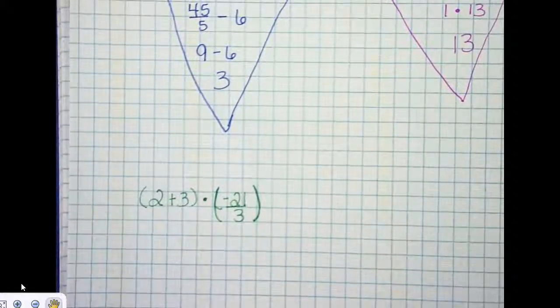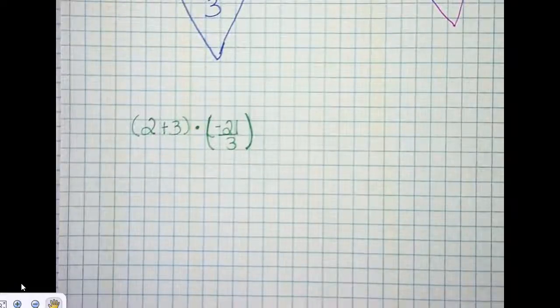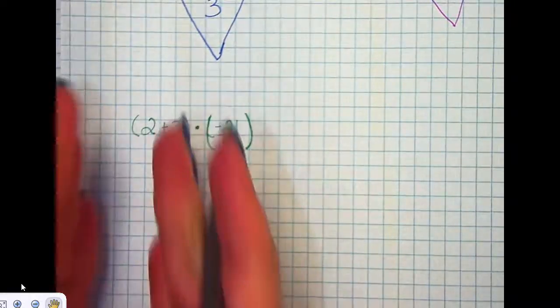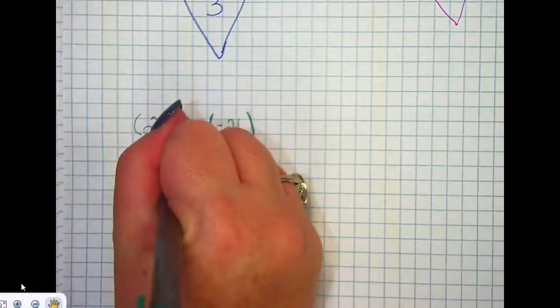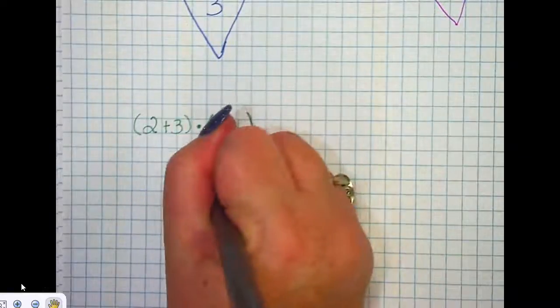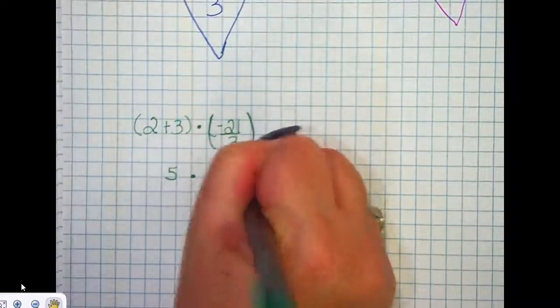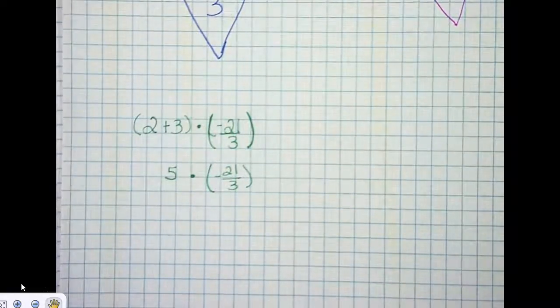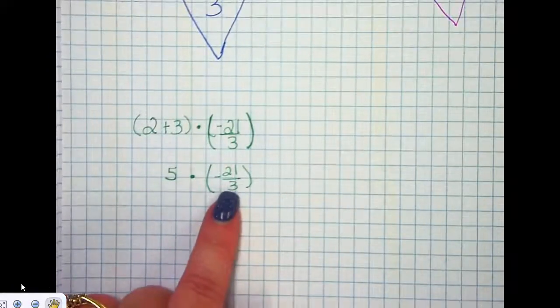Two plus 3 times negative 21 divided by 3. So you have 2 sets of parentheses. What do you think you do? Left to right. So we're going to solve this one first. 2 plus 3 is 5 times negative 21 divided by 3. Now we're going to do this or this.